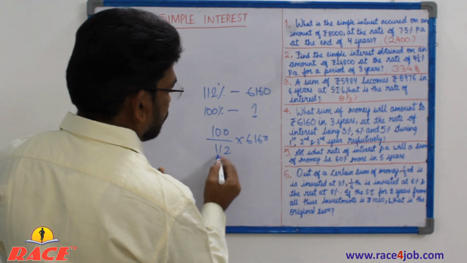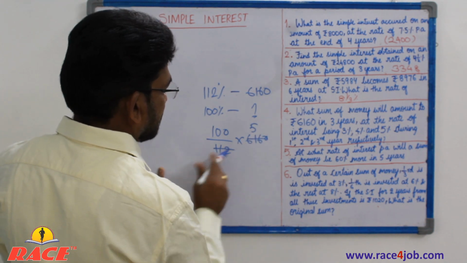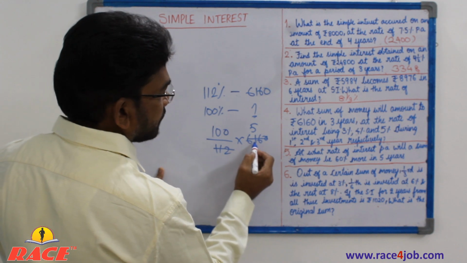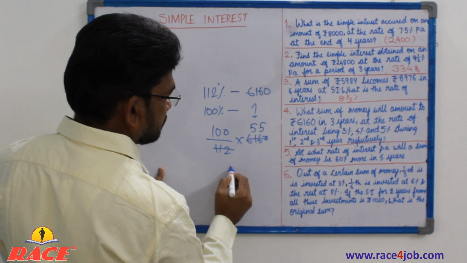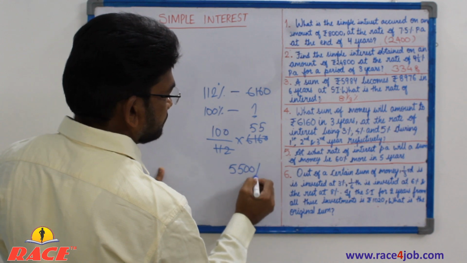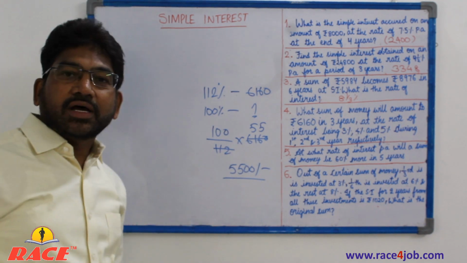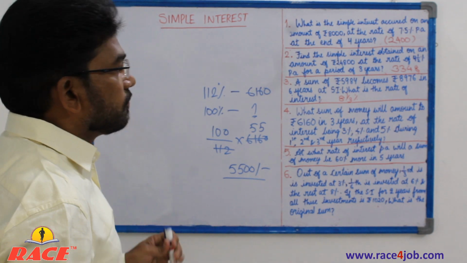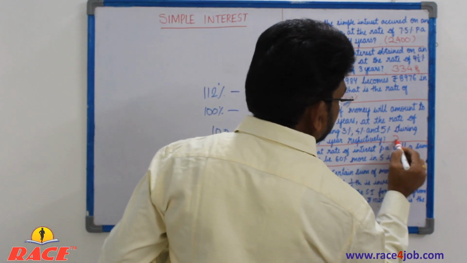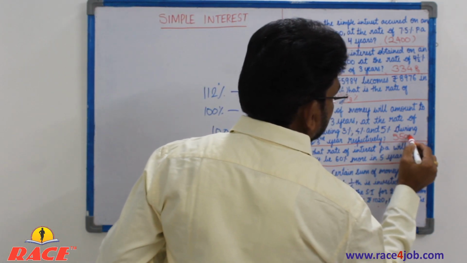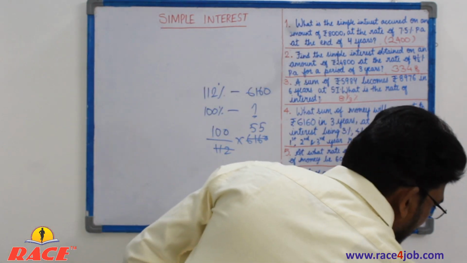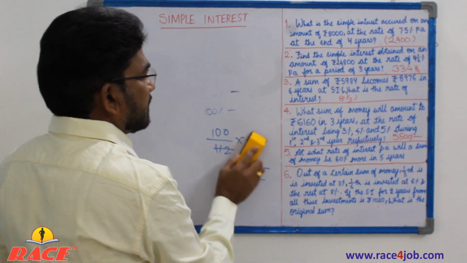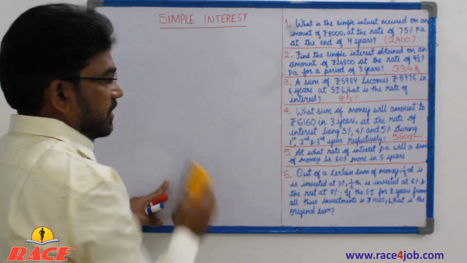So 6 times it won't go, 5 times. 5 times is 560, and 616 minus 560 is another 56. 5 times, so this is 5,500. So the principal is 5,500. Third question. Okay. Fine. Hope you understood. Even though it is a different rate of interest, it is not a problem for us. It is one and the same.